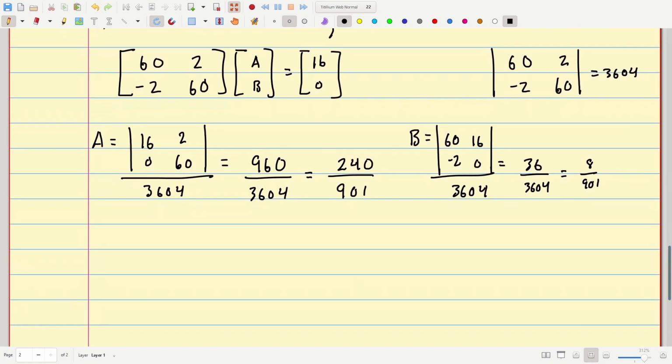And so our particular solution, that is the steady state response, sorry, 32. Thank you.